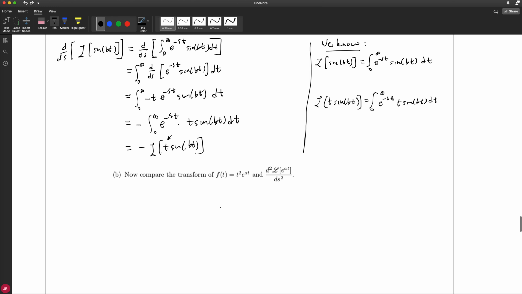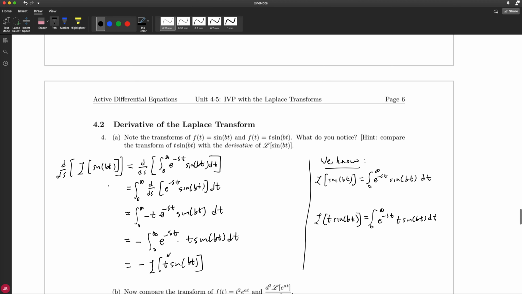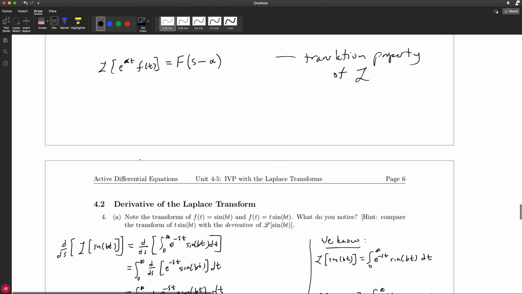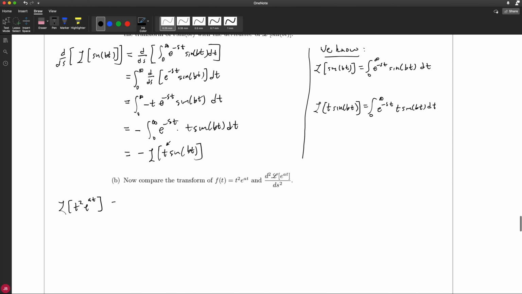All right. Well, now let's compare these two in the next example here. The Laplace transform of t squared e to the at. Actually, I can use my translation property, right? Notice f of t is just t squared. Here's my e to the at instead of alpha t. So as long as I know the Laplace transform of t squared, which I do, look on your chart, it's 2 over s cubed. I just replace s by s minus a in this case, right? So by the translation property.